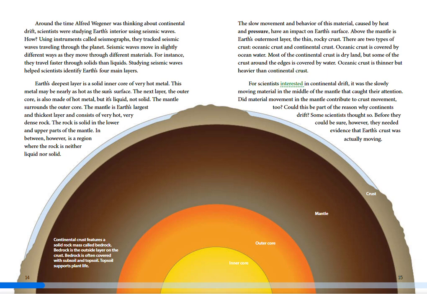For scientists interested in continental drift, it was the slowly moving material in the middle of the mantle that caught their attention. Did material movement in the mantle contribute to crust movement too? Could this be part of the reason why continents drift? Some scientists thought so. Before they could be sure, however, they needed evidence the Earth's crust was actually moving.